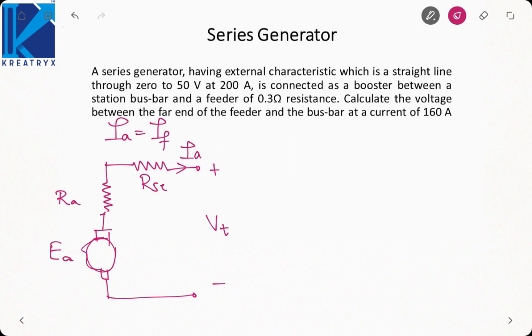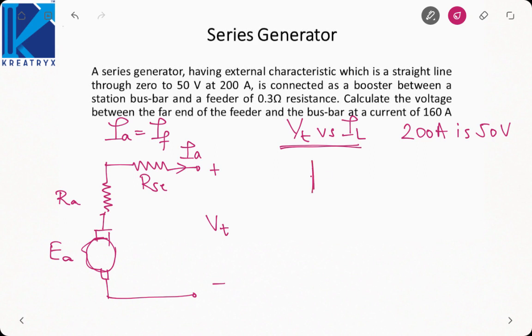A series generator having an external characteristic which is a straight line through 0 to 50 volt at 200 ampere. External characteristics means VT versus IL. It means the terminal voltage is 50 volt at 200 ampere. Now it is connected as a booster between a station bus bar and a feeder of 0.3 ohm resistance.